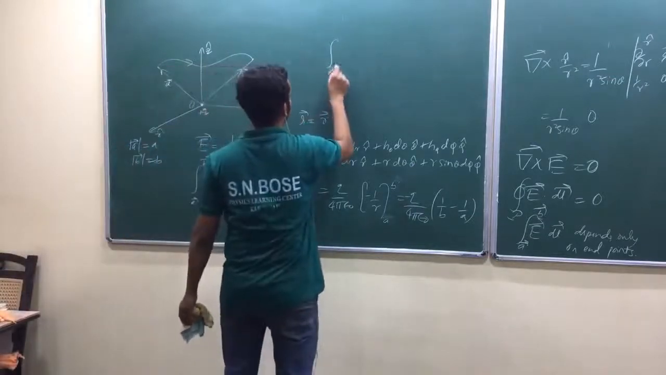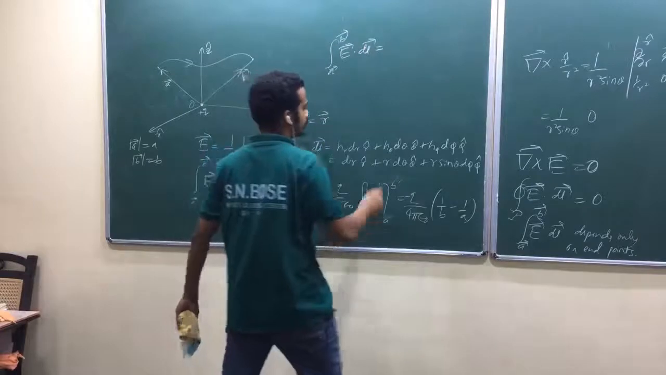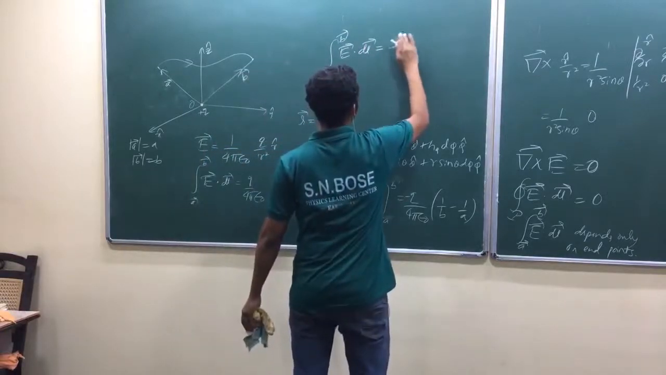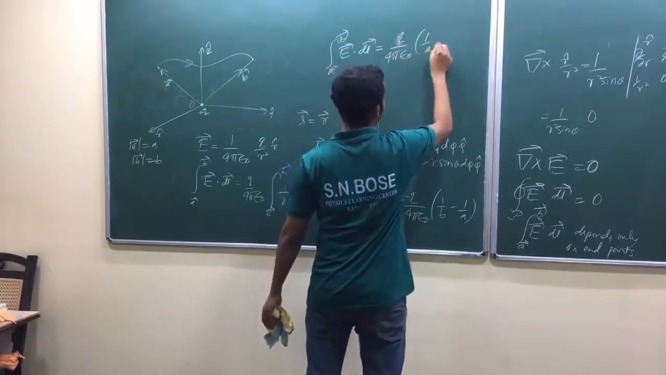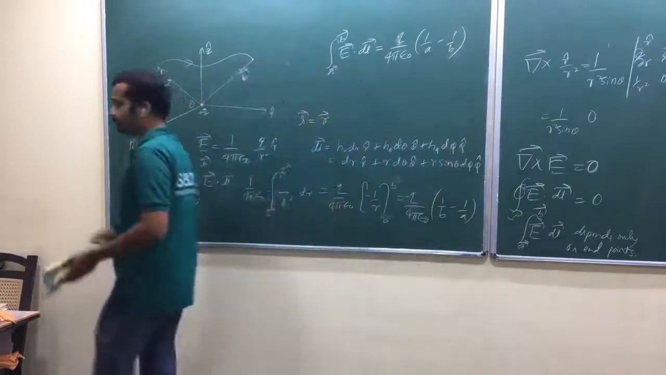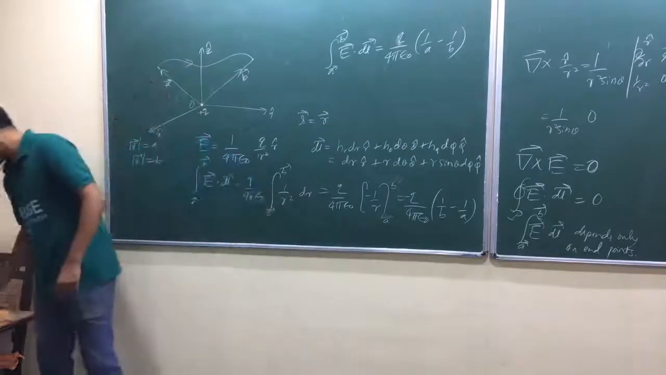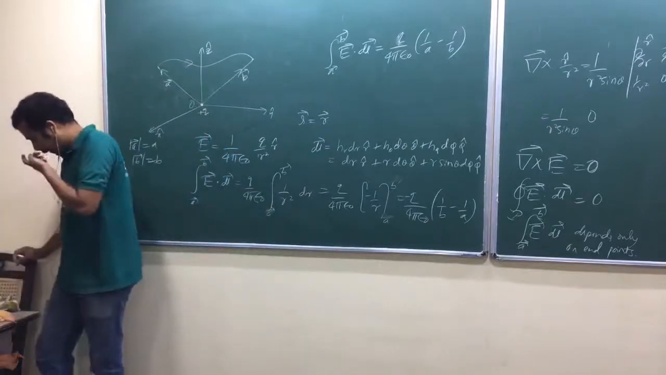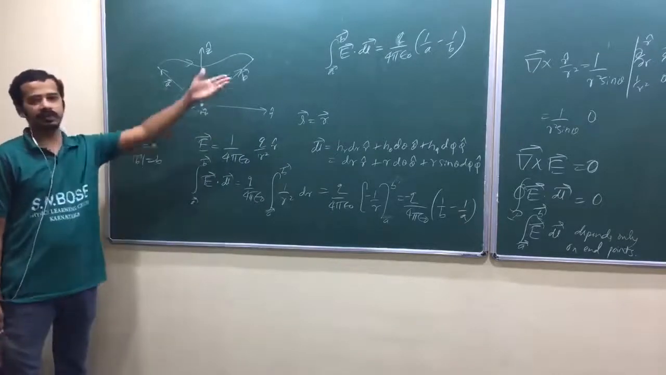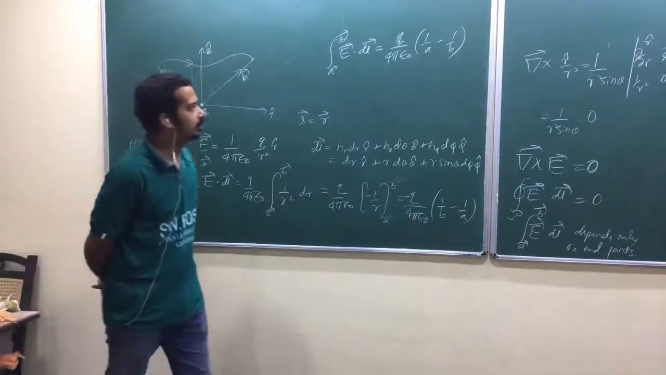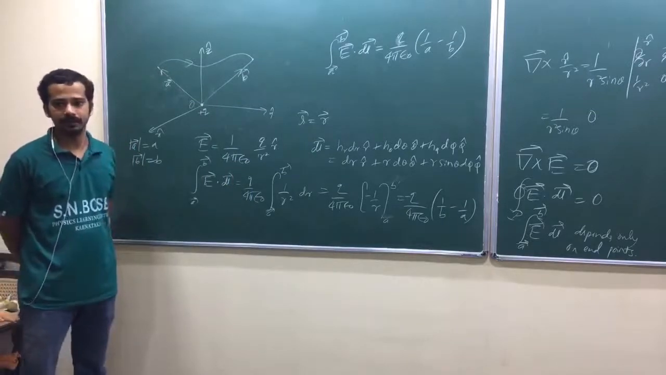So line integral from A to B of E bar dot dl bar. If I take the negative sign inside, I get q by 4 pi epsilon naught times (1 by a minus 1 by b). Check it out. Is that okay? Now you can see that the right hand side of that integral depends only on the end points. Am I right? It doesn't matter which path we have taken, isn't it?